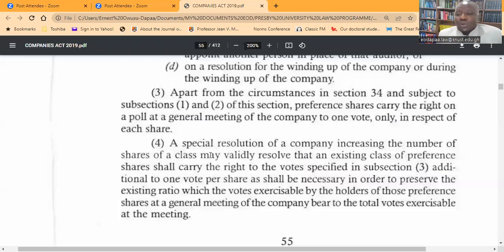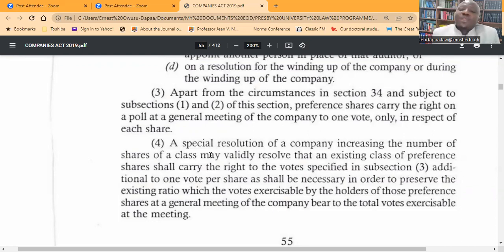A special resolution of a company increasing the number of shares of a class may validly resolve that an existing class of preference shares shall carry the right to the votes specified in subsection 3, additional to one vote per share, as shall be necessary in order to preserve the existing ratio which the votes exercisable by the holders of those preference shares at the general meeting of the company bear to the total votes exercisable at the meeting.